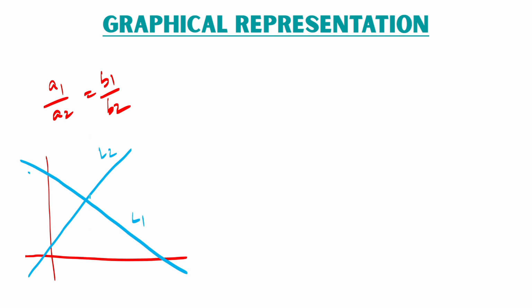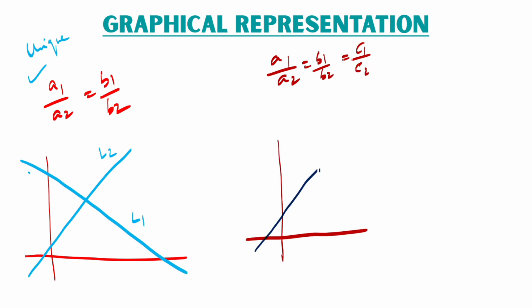So if A1 by A2 is not equal to B1 by B2, then the graph will be something like this, because if this condition is satisfied, then we will have a unique solution. And in the case of unique solution, the lines meet at one point. And if A1 by A2 is equal to B1 by B2, and this is also equal to C1 by C2, then our first line will be here. This is line 1. And the second line will also be on this line. So in this case, we will have infinitely many solutions, because each and every point of line 1 is also a point for line 2. So the solutions for both the equations are common and they are many.